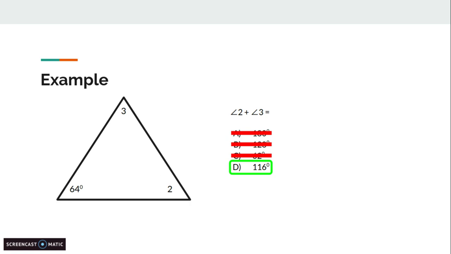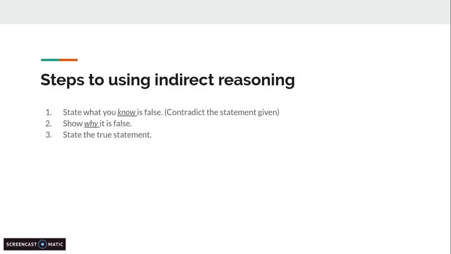But there are specific steps that you need to know. So here's what they are. First, state what you know is false. That kind of sounds stupid, but when you have a statement, state what you know is false.